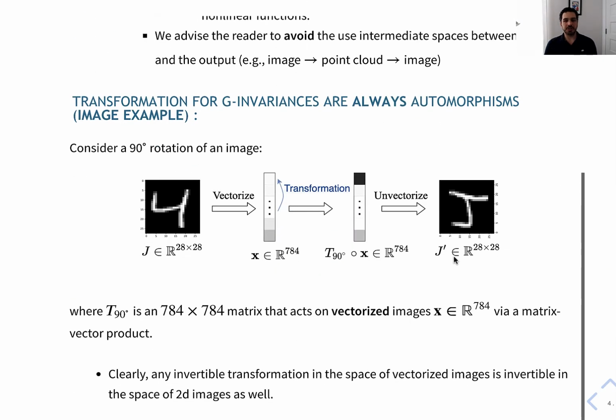Our group transformations will always be automorphisms, so they take from the input space and leave in the same space. So if you take an image as a vector, it leaves as a vector again. So if we are going to rotate the number 4 on the left, first we vectorize it, which is not a transformation, and then you transform the vector into another vector that represents 4 rotated.